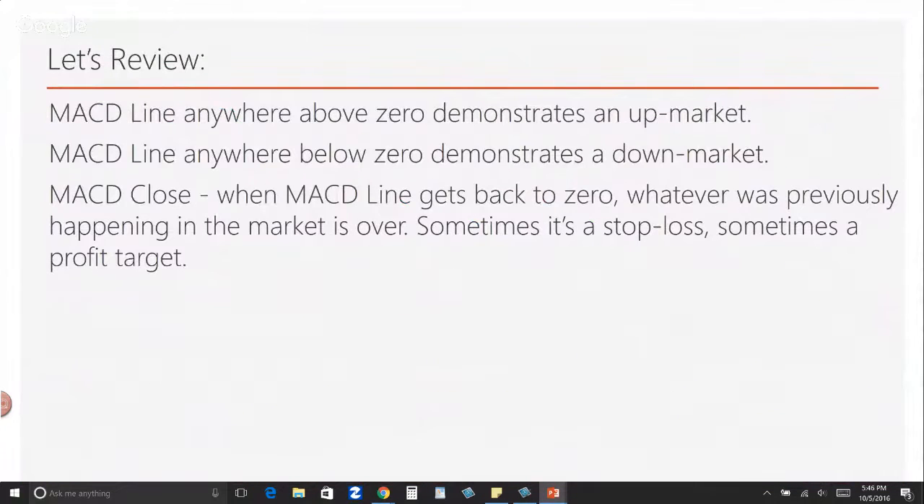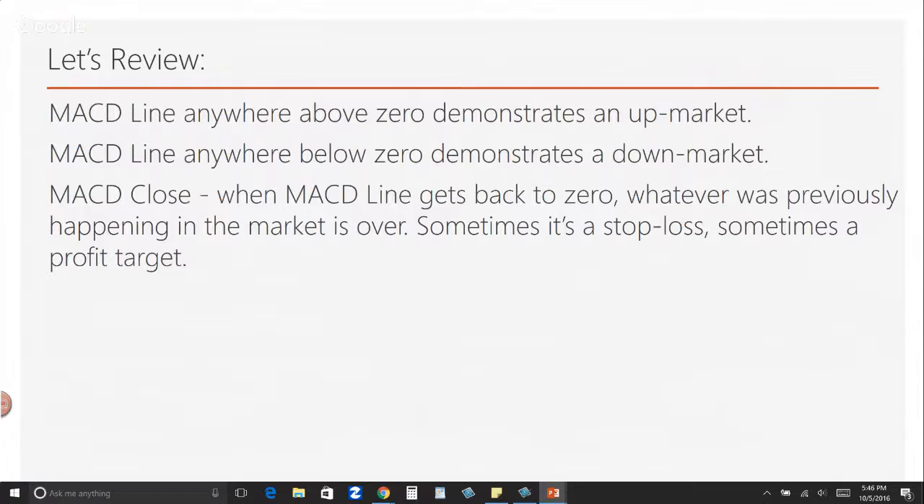So let's review. The MACD line anywhere above zero demonstrates an up market. It doesn't matter if it's pointing down or if it's dropping down. Anywhere above zero demonstrates an up market. MACD line anywhere below zero demonstrates a down market. The MACD close is when the MACD line gets back to zero. Remember, whatever was previously happening in the market, it's over.